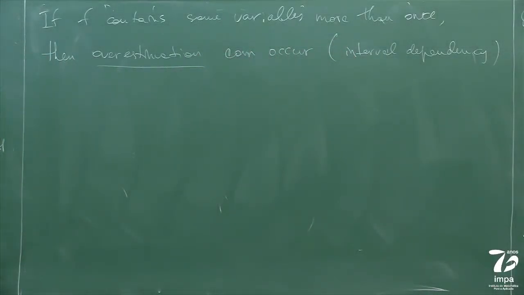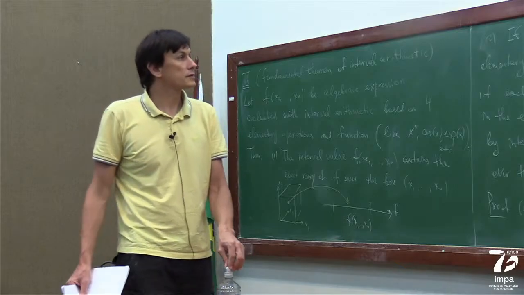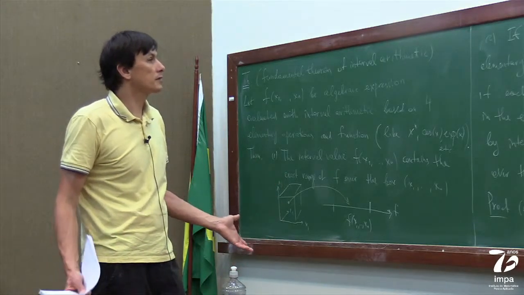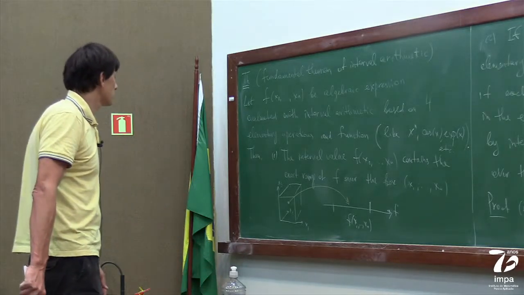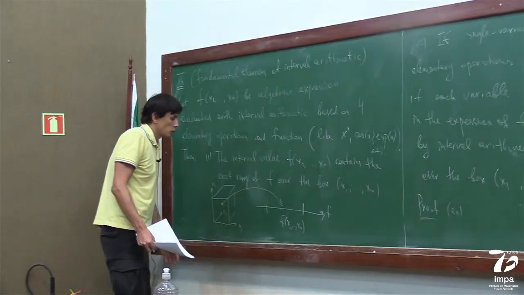So if variables appear more than once, which is usually the case, you have this interval dependency, so you are not optimal in computing the result, which means that your result will be worse than it could be.